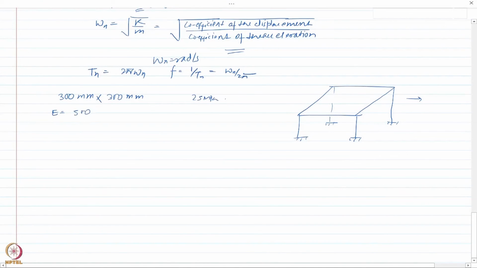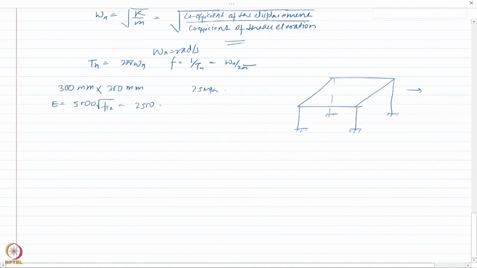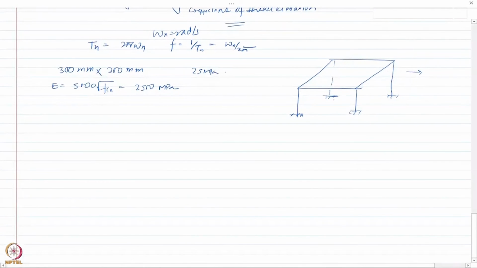Remember that E is nothing but 5000 times under root fck. So I would get E as 25000 MPa. Let us say this is a fixed connection, although in reality it is not always fixed. Many times it would be plain, because to provide fixity we need to do additional detailing and provide rigid support to the ground. But just for the sake of this calculation, let us assume it's a fixed connection.